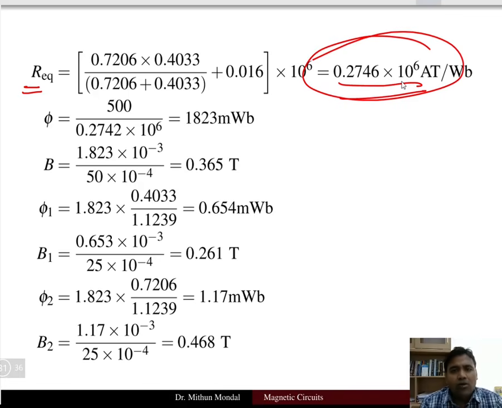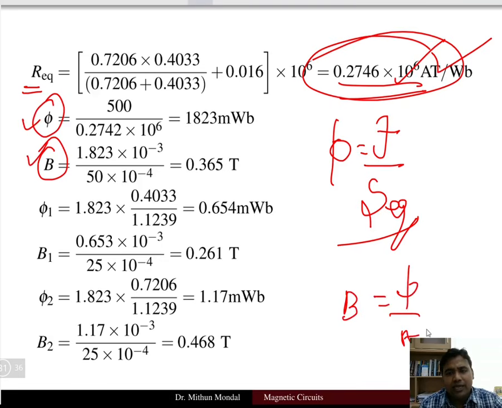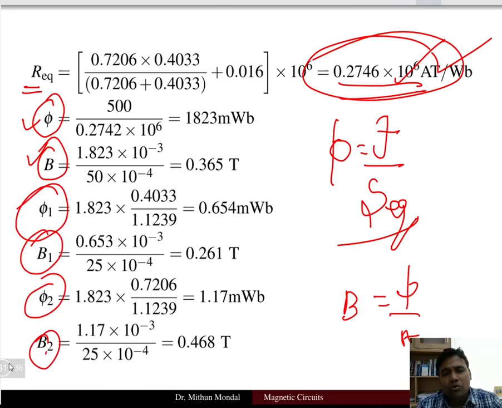Now you can find the flux and the flux density, because the flux will be equal to the total mmf divided by the total reluctance. The total reluctance you have calculated will be used to find the value of the flux, and that will be used to find the flux density. So flux density is equal to flux per unit area. Now that can be used to find the values of phi1, phi2, B1 and B2 for the remaining part of the core using the concept of the parallel law.